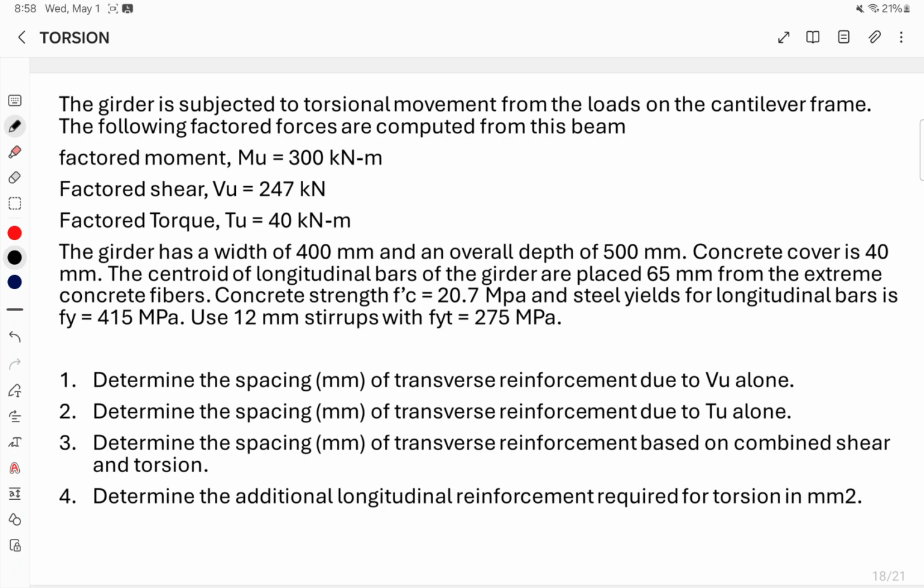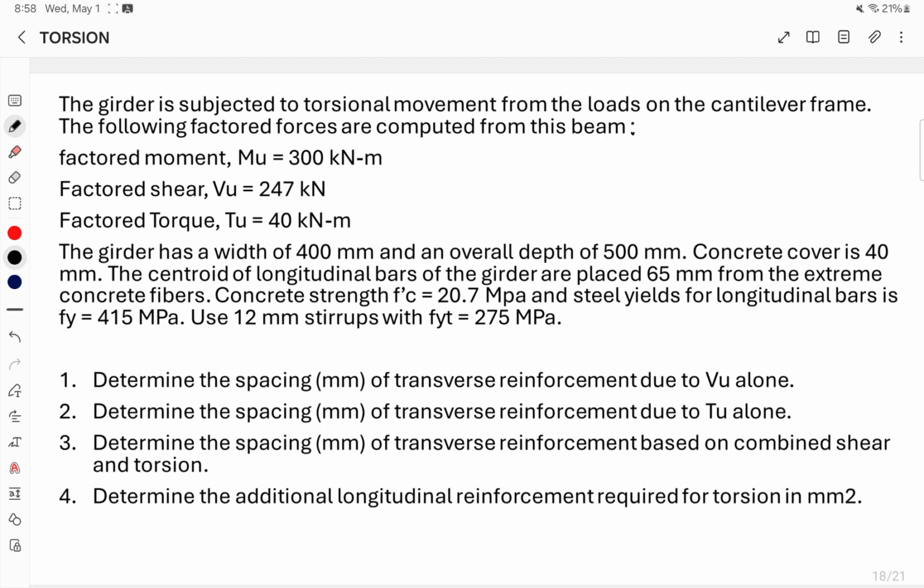An example for the torsion. Just one example, and I think it will cover all the formulas you need to use here. We have a girder subjected to torsional moment from the loads on the cantilever frame. The following factored forces are computed for this beam: the factored moment Mu, the factored shear Vu, and the factored torque Tu.